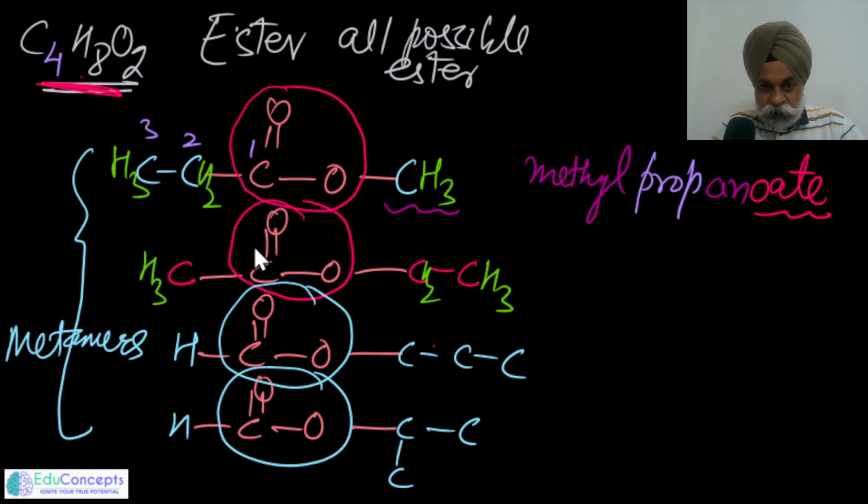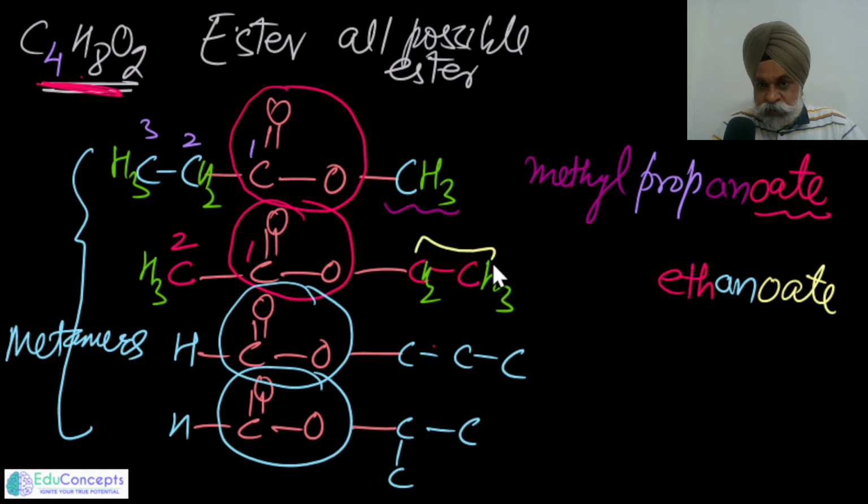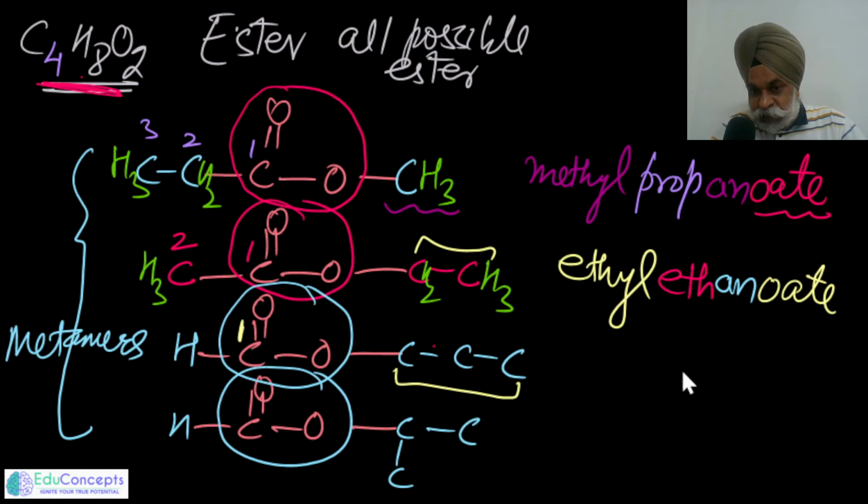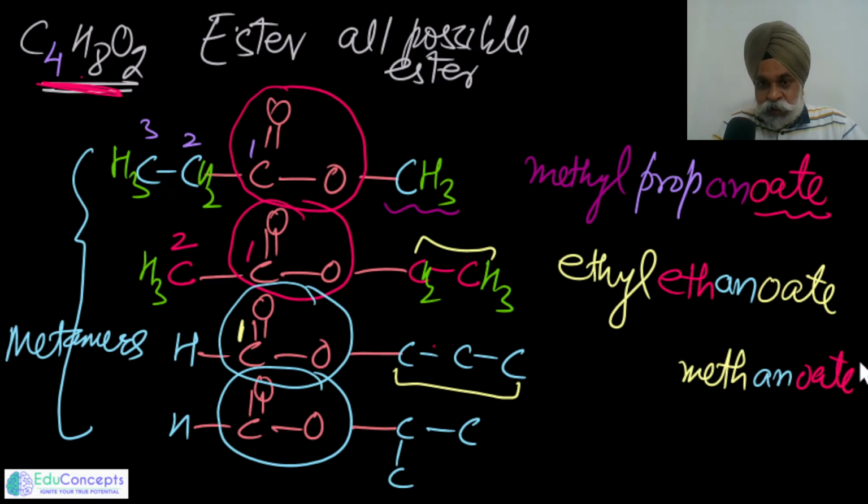Similarly, if I go for this one, the longest carbon chain is this, 1 2 3, 1 2. So 1 2 means eth, single bonds, ane, and it is to be written as oate, and on this side you have ethyl, so it becomes ethyl ethanoate. Now this is the alkyl part, and only 1 carbon is left in the main carbon chain. So this becomes meth, all single bonds, methanoate, and at the start this is n-propyl. So this is n-propyl methanoate.